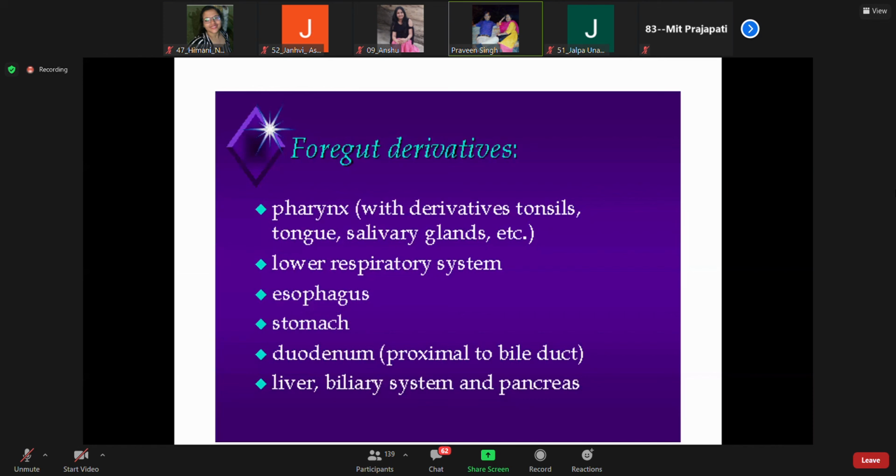So, if you are asked a short note on the duodenum, the first thing will be that it is derived from both the foregut as well as the midgut. So these are the derivatives of the foregut. Also the liver, biliary system and pancreas. They are the glands and the ducts, and they are also derived from the foregut only. Okay, nice. Moving further.